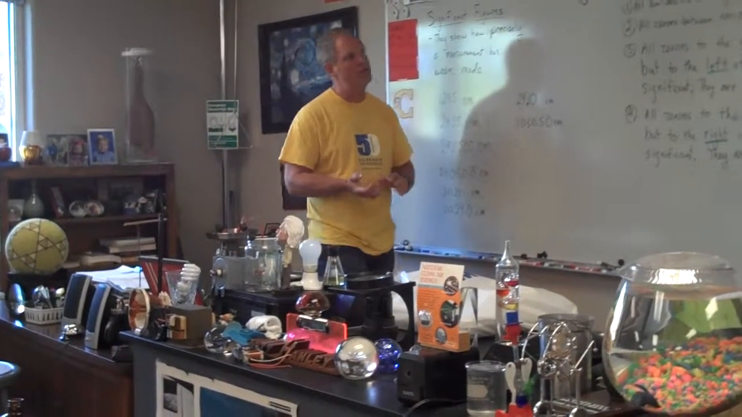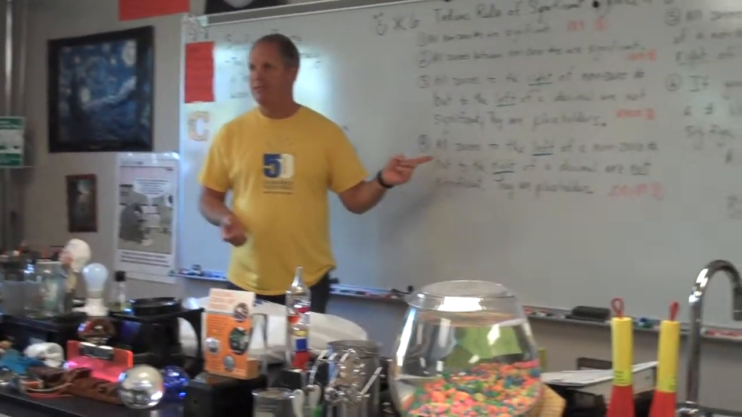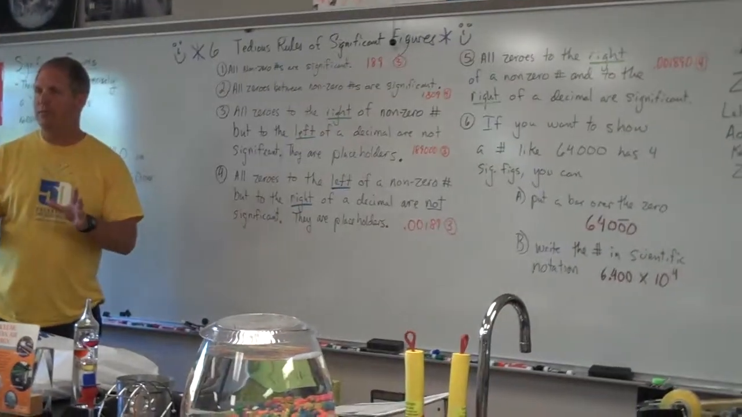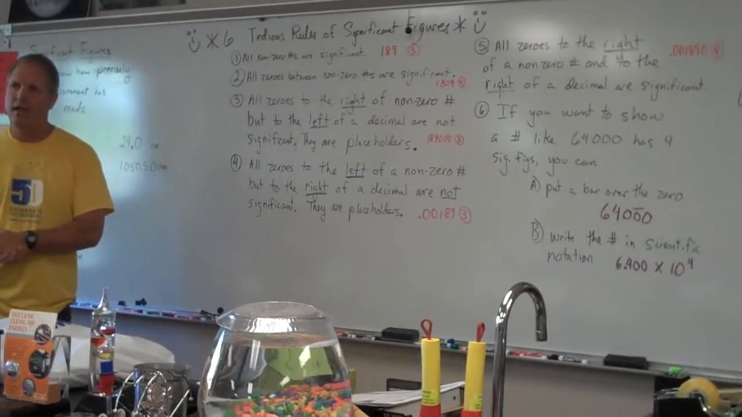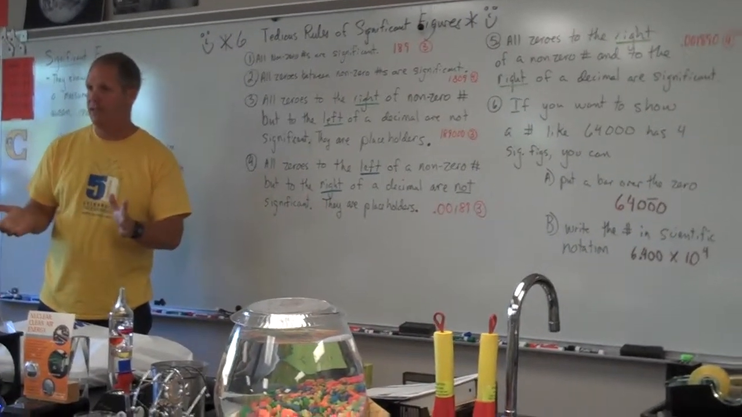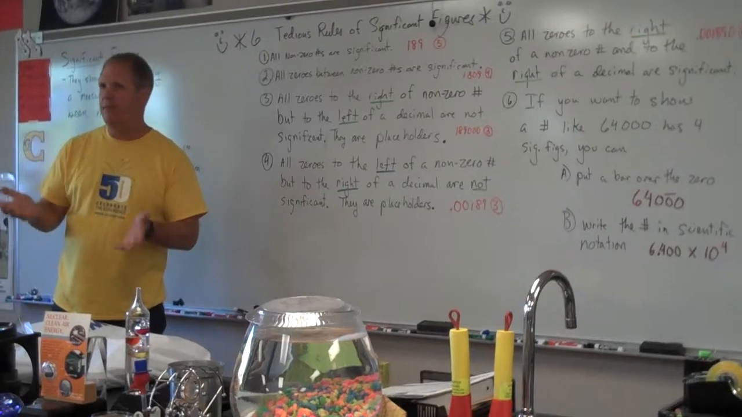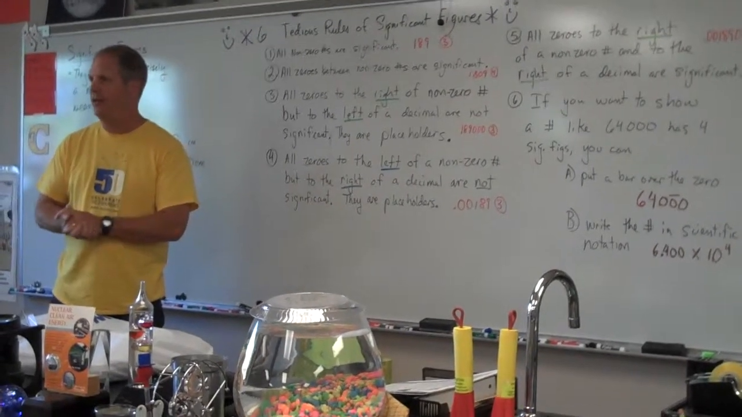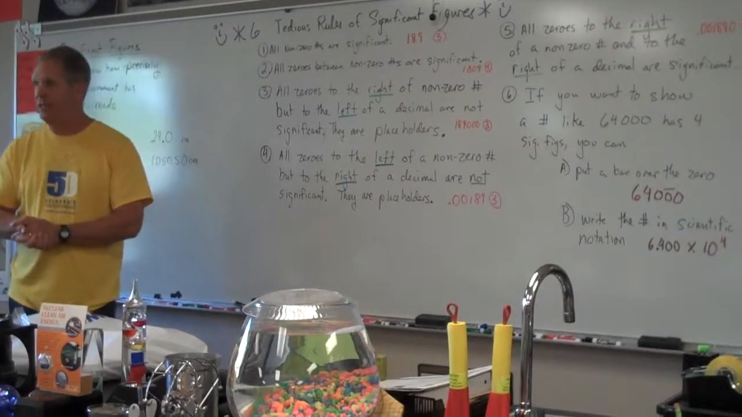There are some rules that help us to know how many significant figures are in a measurement when you see something. Like if I say the sun is 1.5 times 10 to the 11th meters away from us, how accurately was that measured? How precisely do we know that?